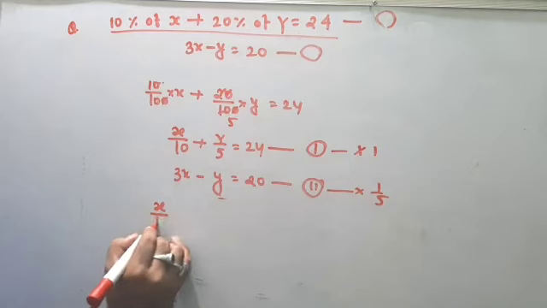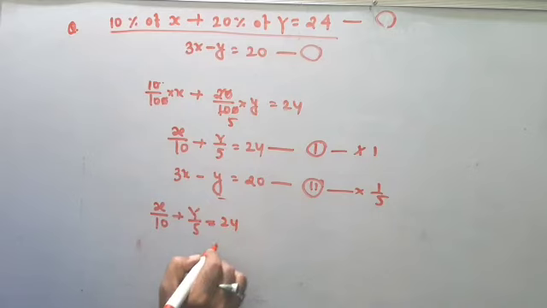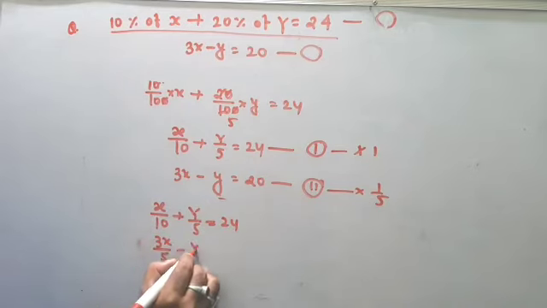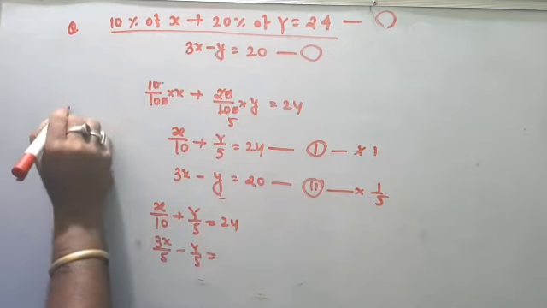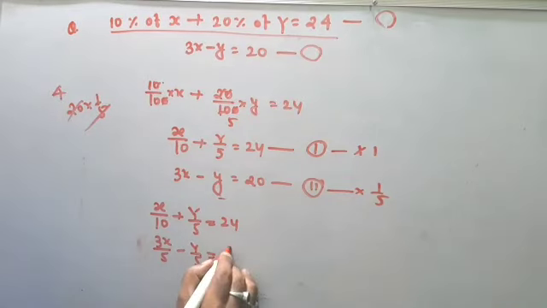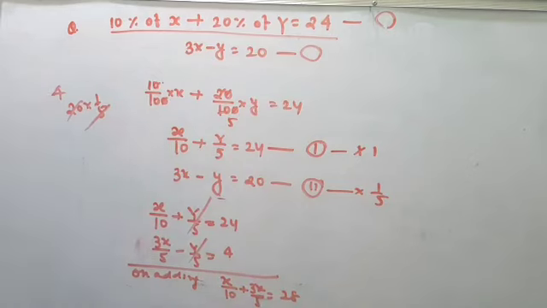x by 10 plus y by 5 is equal to 24, and this one, 3x by 5 minus y by 5 is equal to 20 into 1 by 5, that is 4. So here the opposite terms cancel, and on adding you write x by 10 plus 3x by 5 is equal to 28. All adds. So x by 10 and 3x by 5 is equal to 28.